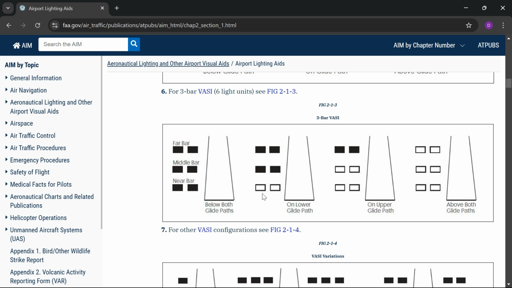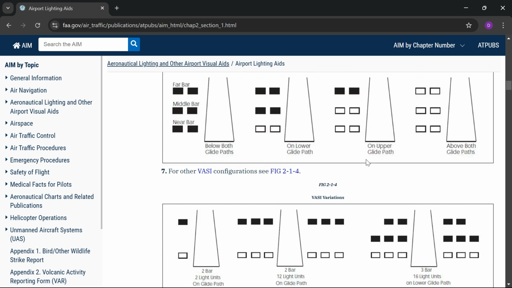So you'll know you're on the lower glide path if you have 4 red lights on the far and middle bars and 2 white lights on the near bar. You're on the upper glide path if you have 2 red lights on the far bar and 4 white lights on the middle and near bars. Above both glide paths, you will have 6 white lights.